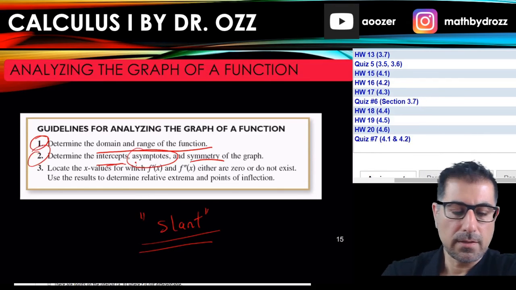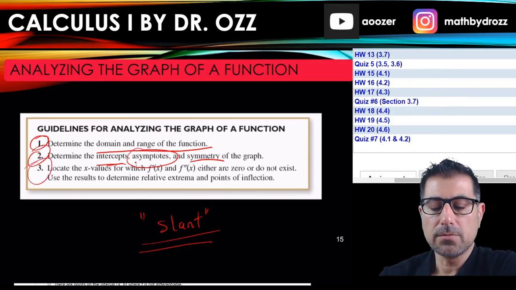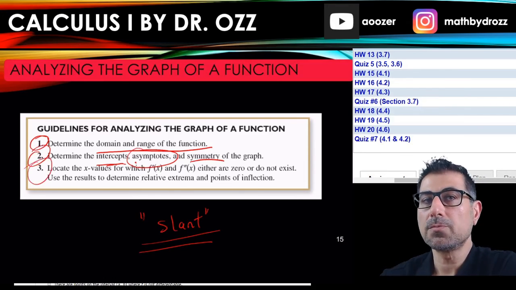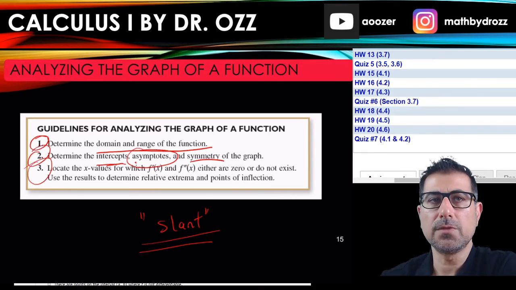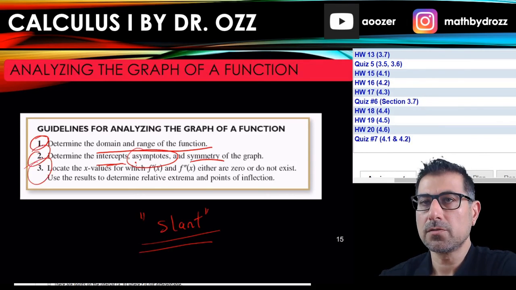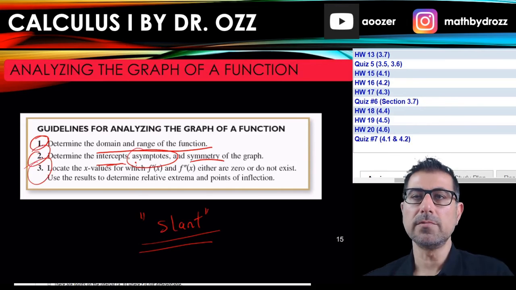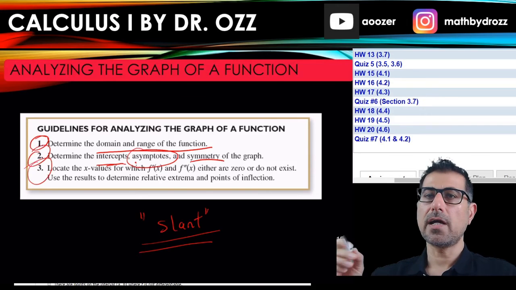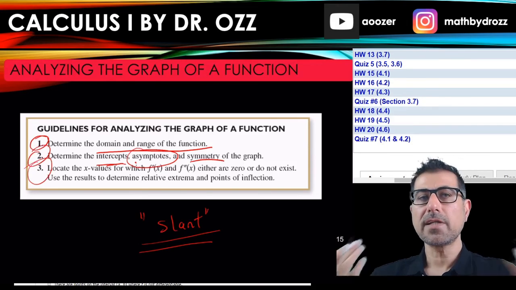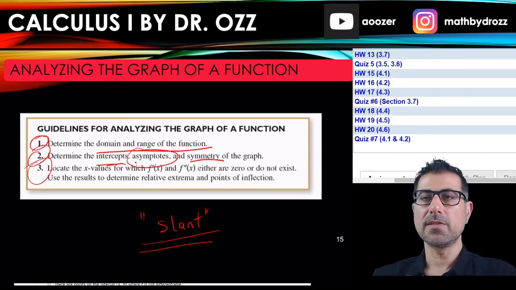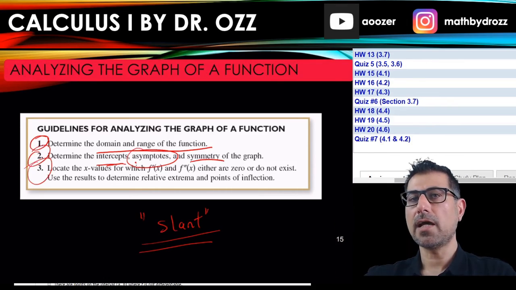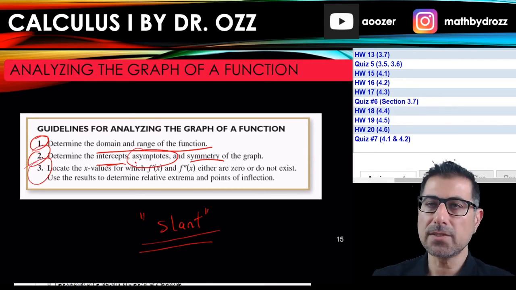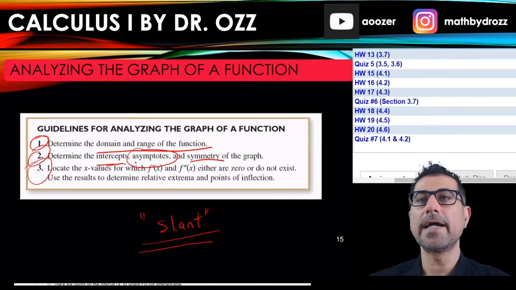And in number 3, all you're going to do is find f prime and f double prime to determine critical points and inflection points. And those points are going to help you pinpoint the relative extrema of the function. Okay, so you will have the domain and range, symmetries, asymptotes, intercepts, increasing and decreasing behavior, concavity, and inflection points. Once you bring all of this information together, you can tentatively graph the function based on the data coming from these guidelines.